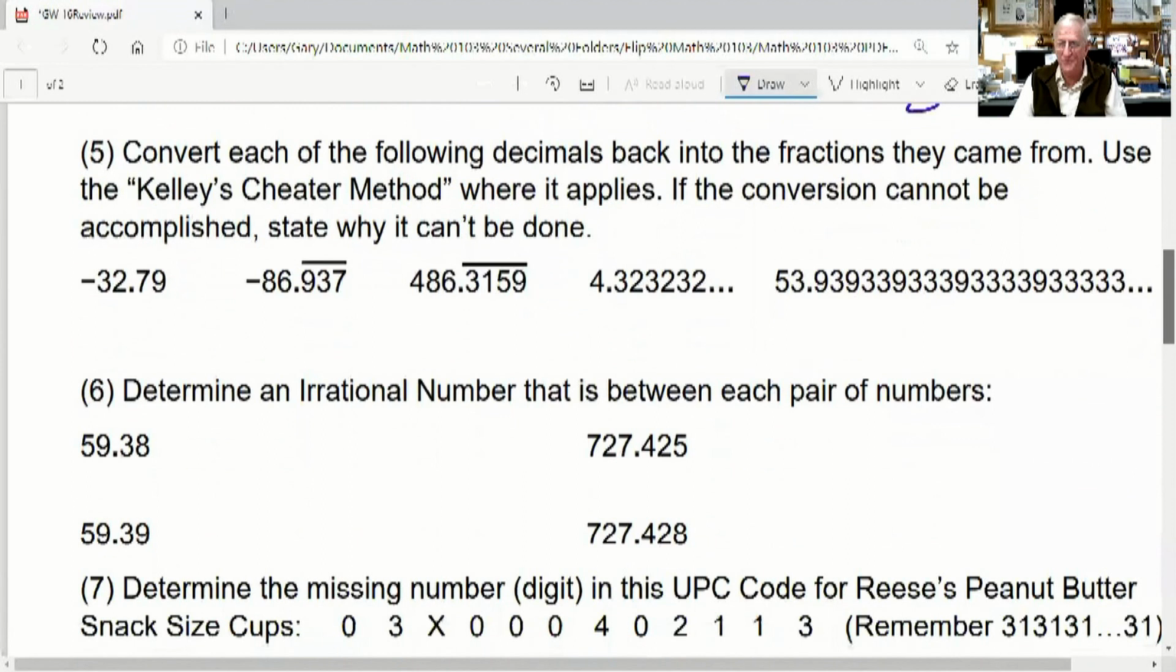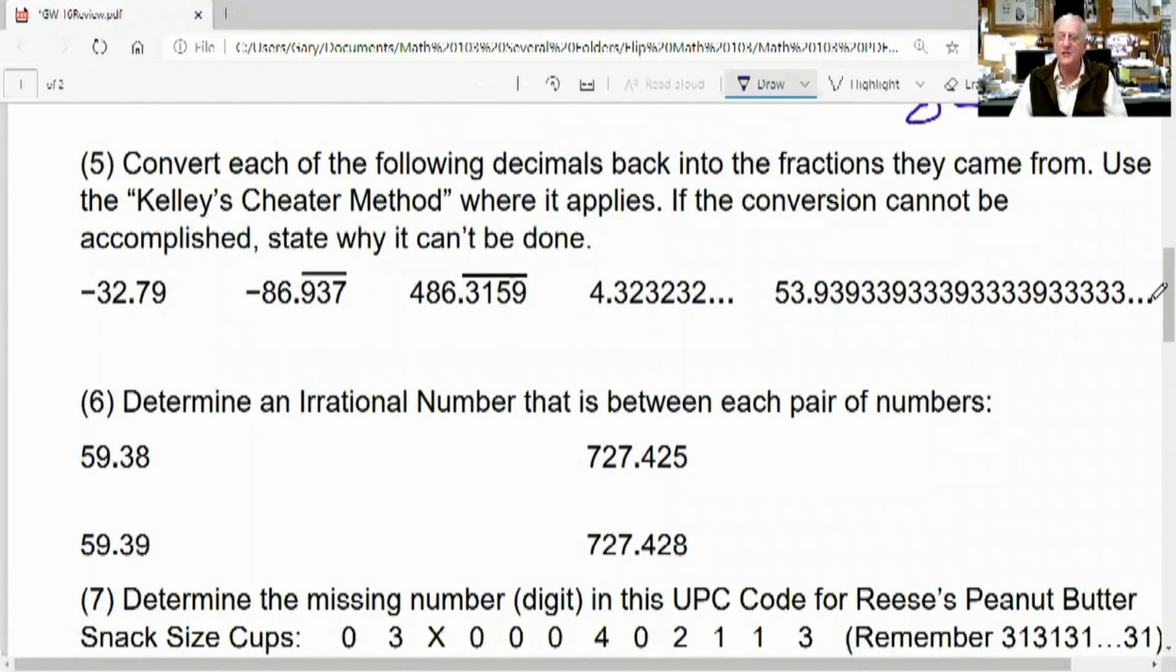Let's go to question 5. Let's convert each of the following decimals back into the fractions they came from. Use the Kelly's-Teeter method where it applies, where you can use it. If the conversion cannot be accomplished, state why it can't be done.